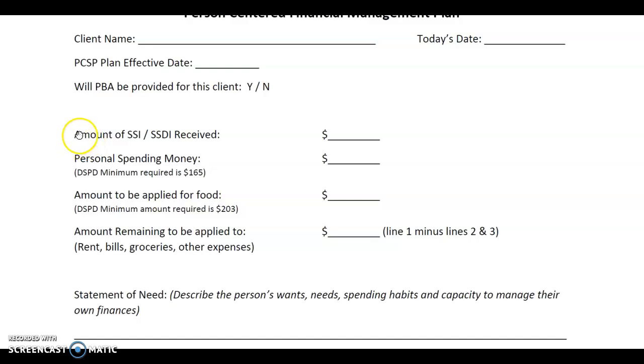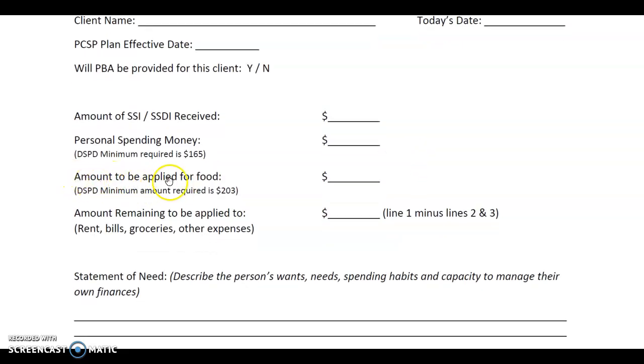Then first thing is you're going to go through the client's budget. So you're going to look at the amount of Social Security they receive, whether that's just supplemental or disability. You'll put that up here on line 1. And then you will put the personal spending money that they would like. The DSPD minimum is $165. So just keep that in mind when you're making these budgets. The amount to be applied for food and groceries, again, DSPD minimum is $203. So you'll want to make sure that you hit that threshold.